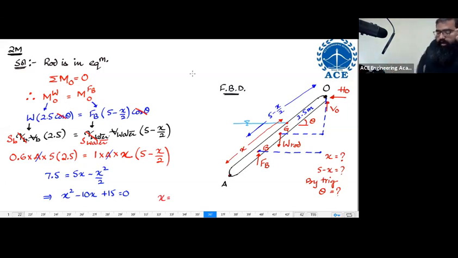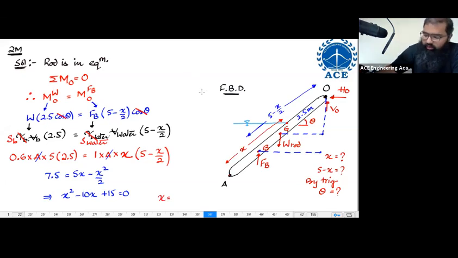Please be quick, give me the value of x. You should get two values. One will be reasonable, one will make no sense. Okay, I've got the answer from here. One value is 8.16, the other value is 1.83.